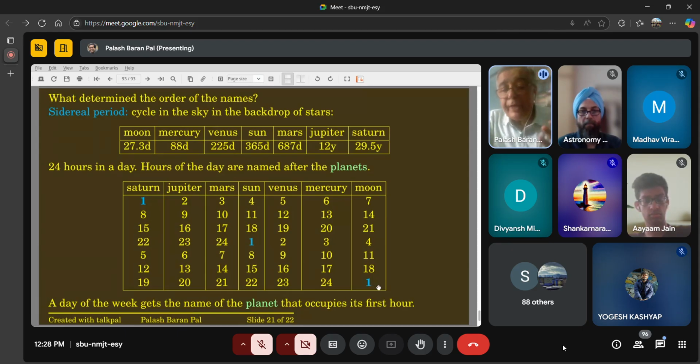So the day of the week gets the name from the planet that occupies its first hour. So in this sense, it is also related to the astronomy things. It's not completely non-astronomical, but it has some non-astronomical elements, like why are there 24 hours in a day? And I'm not going into that. As I said, I'm not going into anything else really.